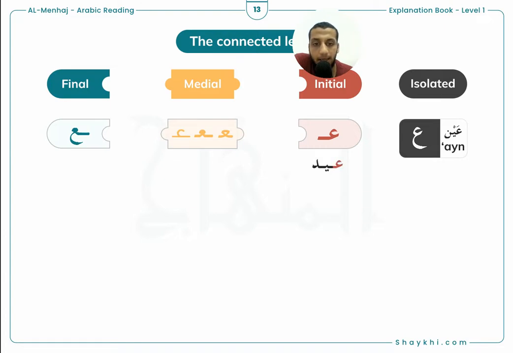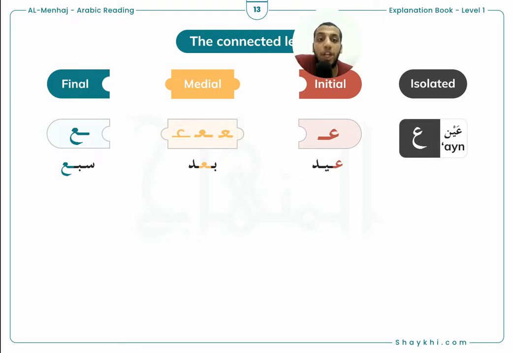So let's take examples of these three forms. As you can see here, Ayn in the initial form. Then, as you can see, Ayn in the middle form. We used this form of Ayn because it's the most common. And as for the final form, this one, Ayn in the final form, and as we said, it looks like the isolated form but with a line before it to be connectable to the letter before. And Ayn in general is connectable to the letter before and the letter after.